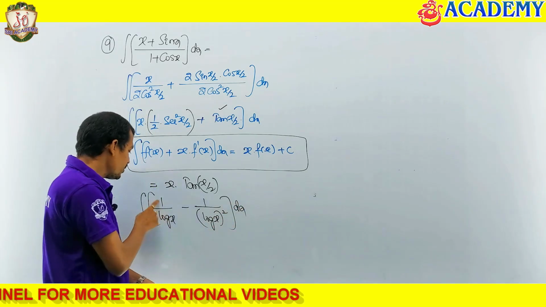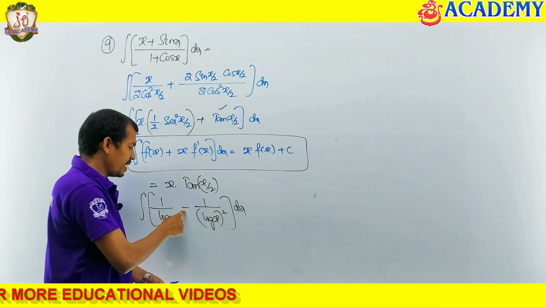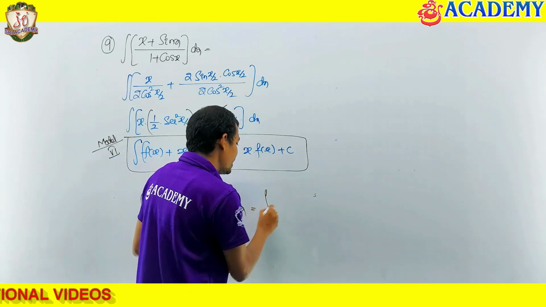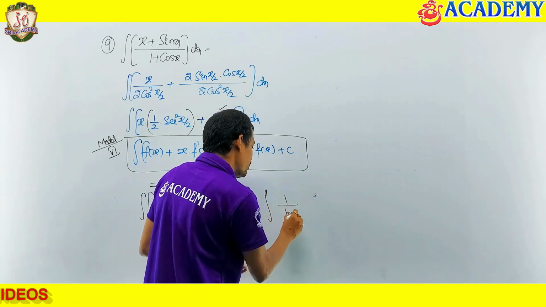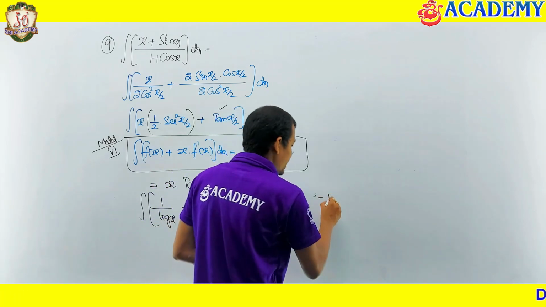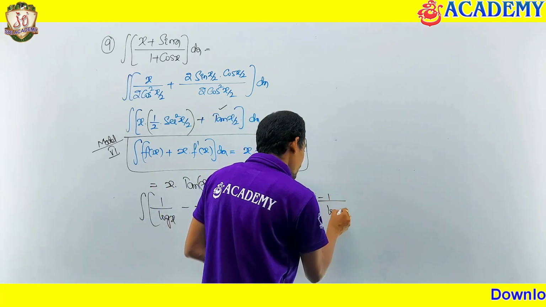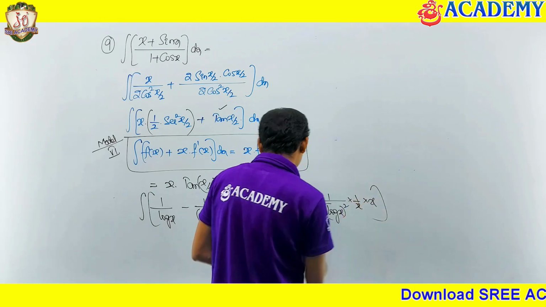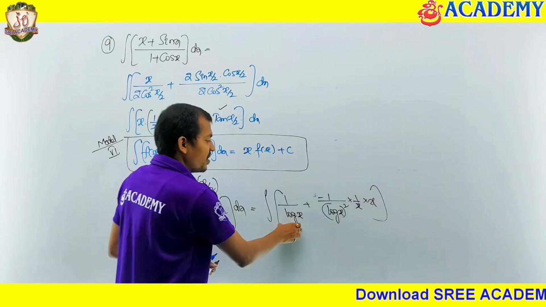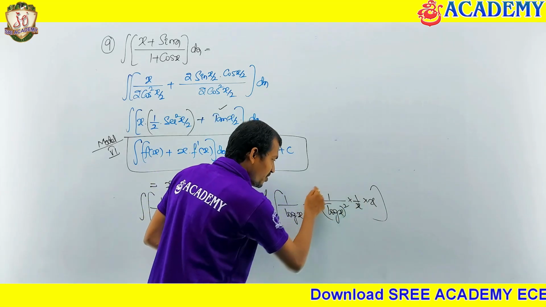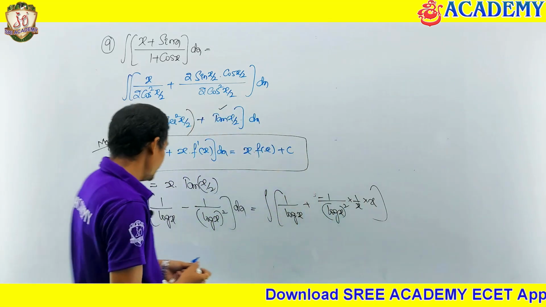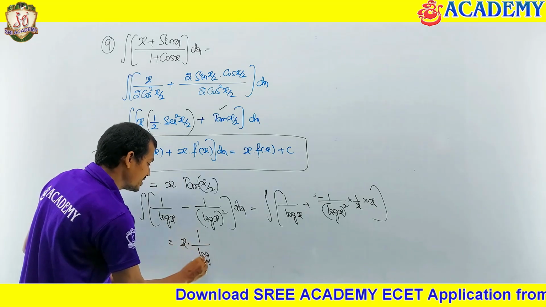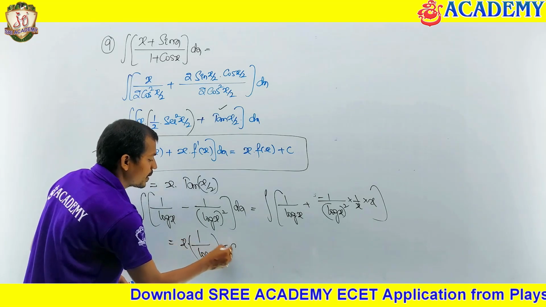Actually, 1 by x derivative minus 1 by x square. It is like integral of 1 by log x plus minus 1 by log x whole square into 1 by x into x, that is f of x plus x into f dash of x. We can write the answer, that is x into 1 by log x is our function, plus c.